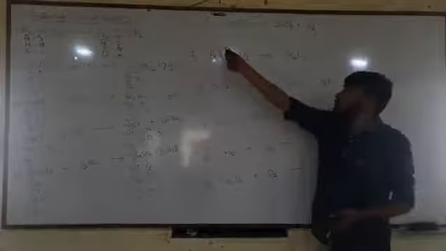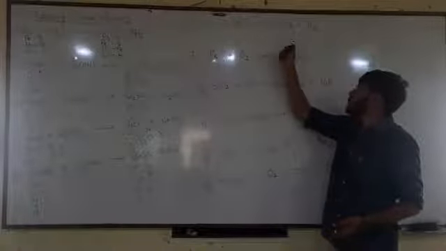This is one of the chemical properties in the chapter acid, base and salt. This is metal, that is zinc, and hydrochloric acid is an acid. So metal plus acid gives salt plus dihydrogen gas. Now we need to see whether we can balance this equation or not.